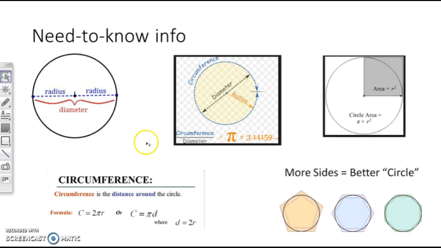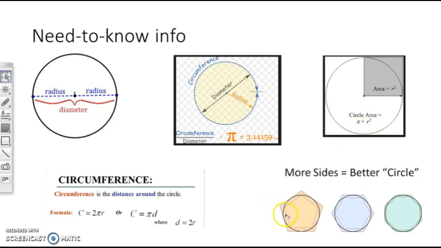All right, speaking of circumference, I'm going to jump down here. I just said the circumference is the distance all the way around the circle. The formula for circumference is either 2 pi r or pi times diameter, because remember that diameter equals 2r, 2 radius. So either one of those works. All right, and then over here we have the area of the circle. Area equals pi times radius squared.